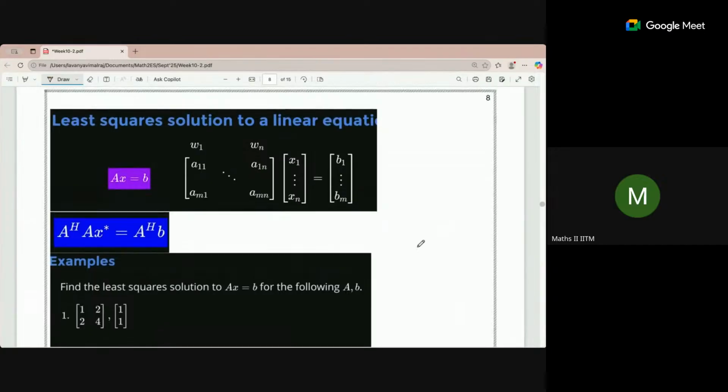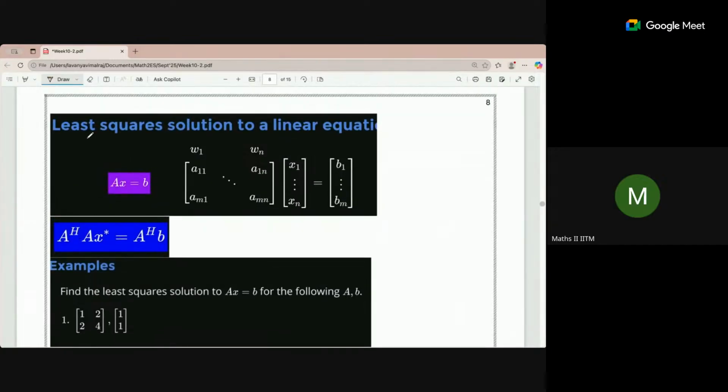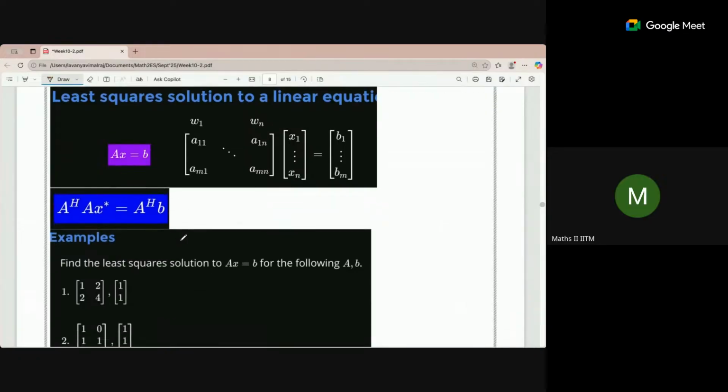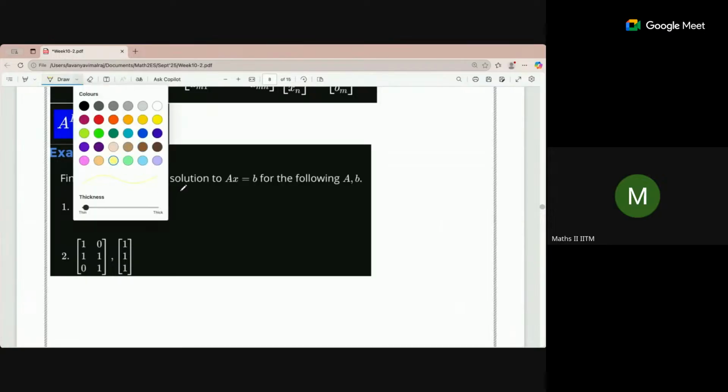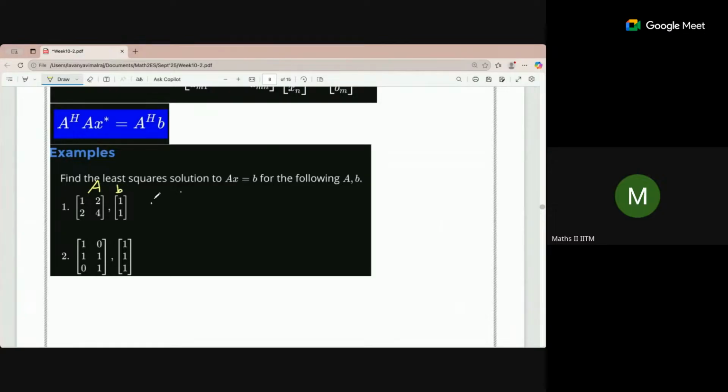Now solving a system of linear equations by least squares is just solving the system AHA x star equal to AHB. Let's try to do some problems based on this formula. You have your matrix A here and this is B. What is AH? First of all, this is just a real matrix, so in the case of real, if A is a real matrix, then AH is simply A transpose. Again, it is in fact a symmetric matrix, so it is the same. So everyone compute what is AHA.